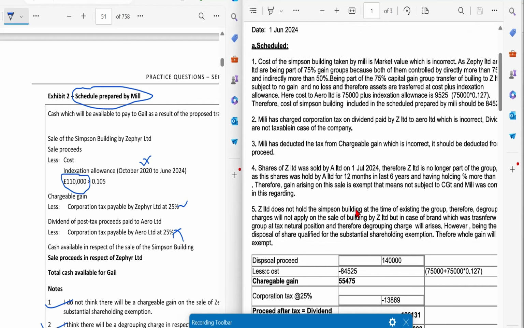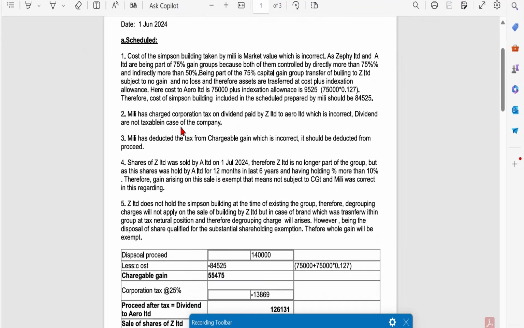So I have done this here, you can see. The cost of the building taken by Millie at market value is incorrect, as Jaipur Limited and A Ltd are part of a 75% gain group, because both of them are controlled directly. Control is directly more than 75% and indirectly more than 50%, and being part of a 75% group, the transfer of the building to Z Ltd is subject to no gain and no loss. Therefore assets are transferred at cost plus indexation allowance, and here the cost is 75,000 plus the indexation allowance I calculated, so I added it to get the cost of the building, which should be 84,525.